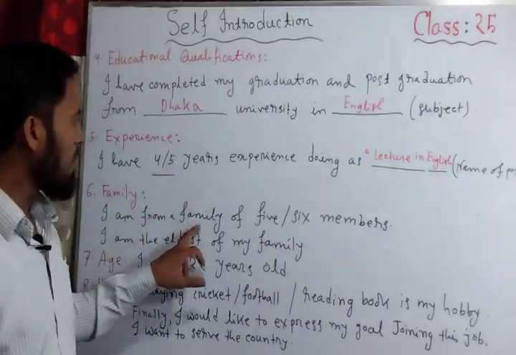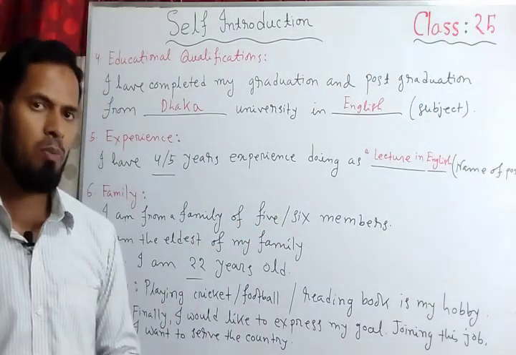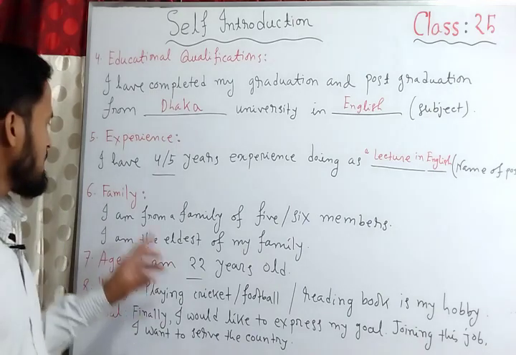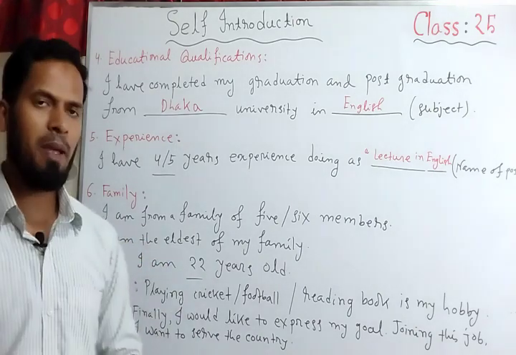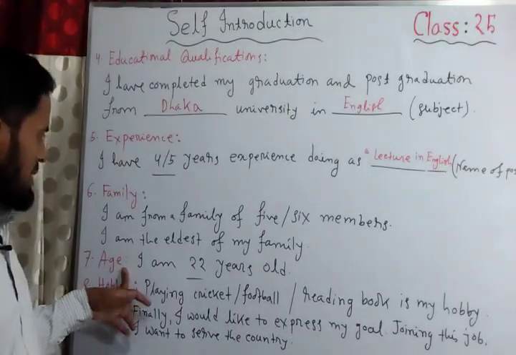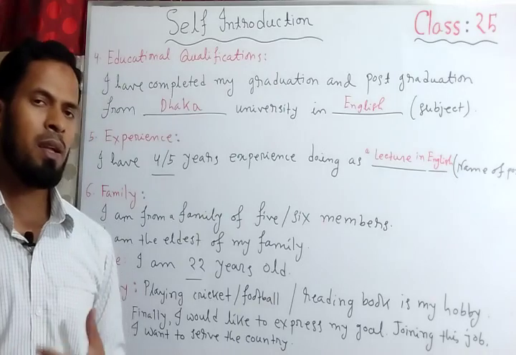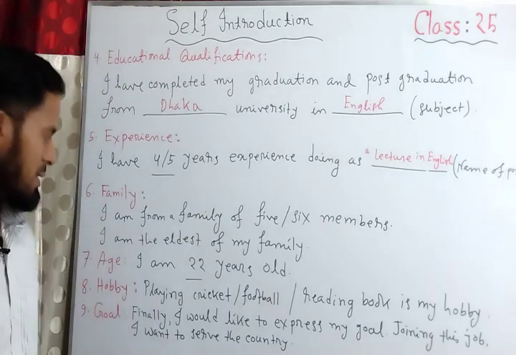Then you have to say your family. I am from a family of 5 or 6 members. That means your family consists of 5 or 6 members. I am the eldest of my family, if you are the eldest. Then come to the point of age. I am 22 years old. You can say I am 25 years old, or you can say your own age.